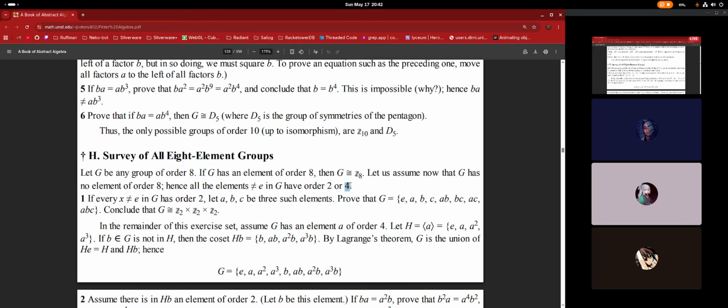So why is the 4 here with no explanation? I think that the exercise is just assuming you're going to get that. Well, if you think about it from another perspective, suppose you have an element that has order 4, right? Clearly, the square of the element has order 2, right?